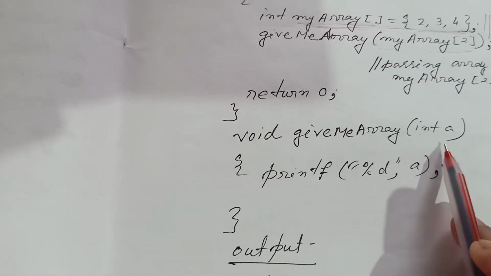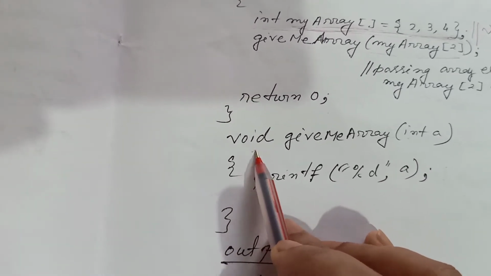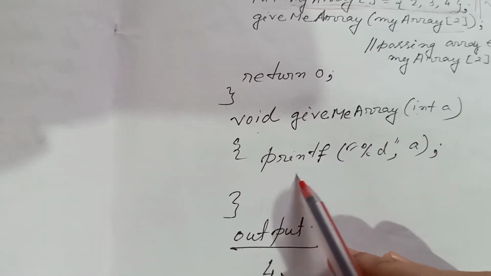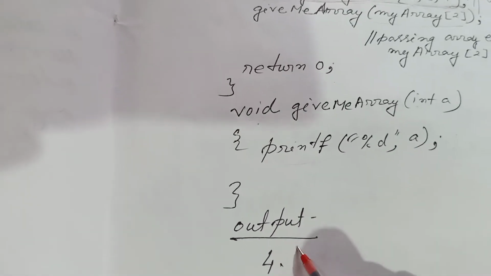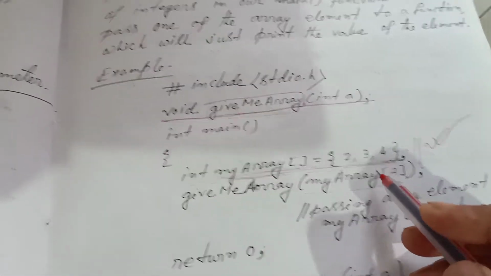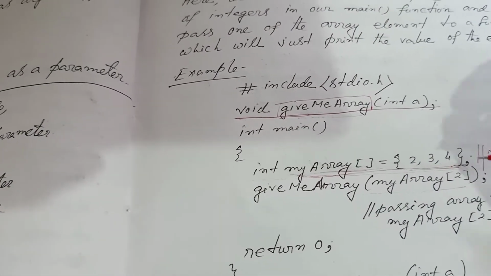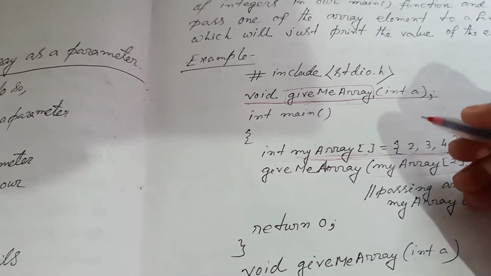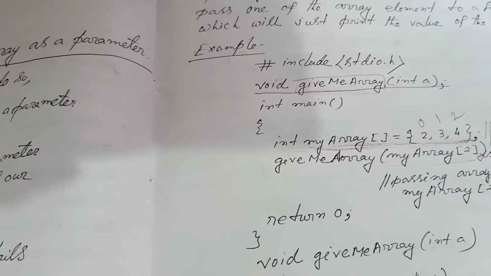Now as per the syntax, we have to define the user defined function. So void give me array int a, printf a is displayed. So output will be 4. Why 4? Because we have seen in the list 2 3 4, and only one element is passed here. So as per the rules, the index starts from 0, then 1, then 2.